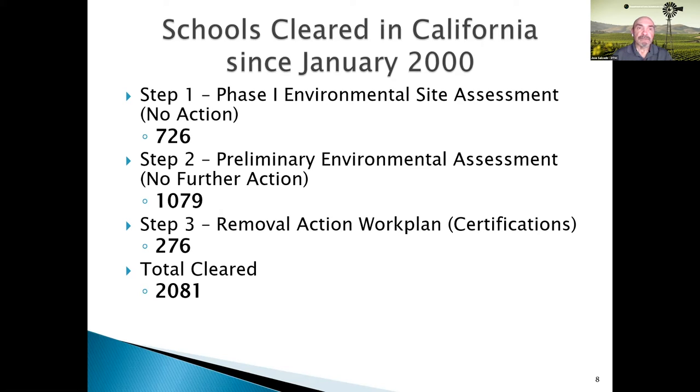We have 726 schools that have been cleared through a phase one no action determination. We have 1,079 projects that have been cleared through a PEA no further action determination, and 276 through RAW certifications. That's a total of almost 2,100 school projects that have been cleared through DTSC. After this cleanup is completed, we'll be adding to that total.